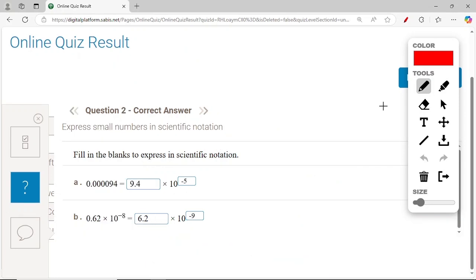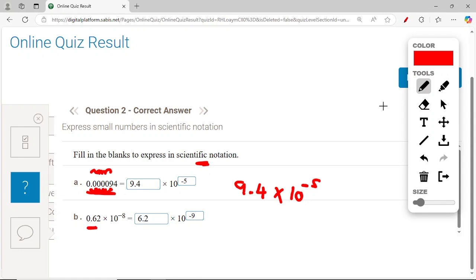Question number 2. Fill in the blanks to express in scientific notation. We have 0.000094. We'll make it in scientific notation. So we need to move this decimal point 1, 2, 3, 4, 5. So it will be 9.4 multiplied by 10 to the power of minus 5. Because we moved to the right, how many digits? 1, 2, 3, 4, 5. So it becomes 9.4 multiplied by 10 to the power of minus 5.